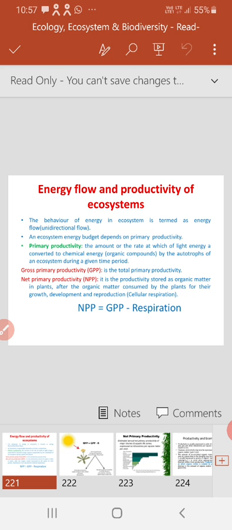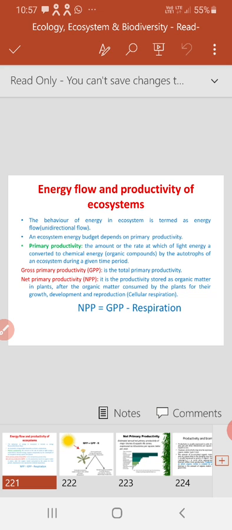So an ecosystem's energy budget depends on the primary productivity. Further, we can understand this energy flow in terms of the productivity of ecosystems, and the productivity can be categorized as primary productivity and secondary productivity.